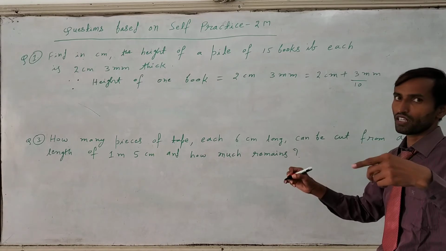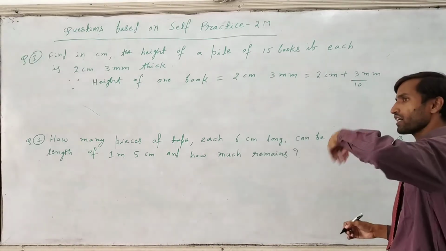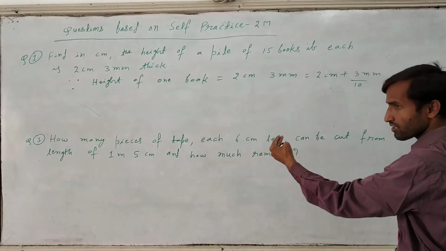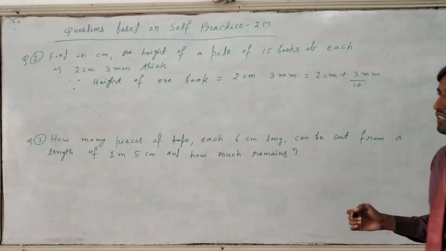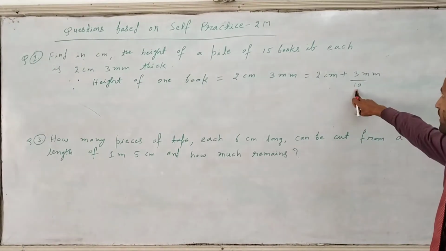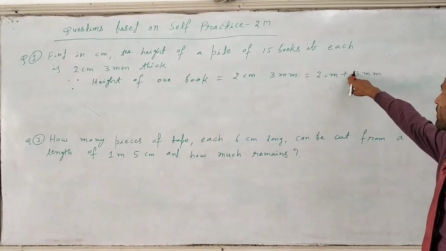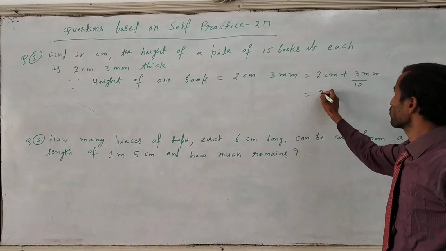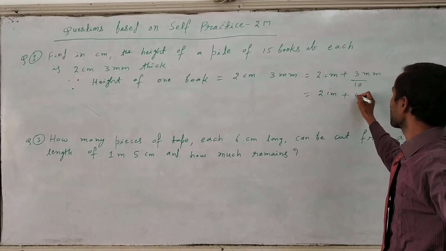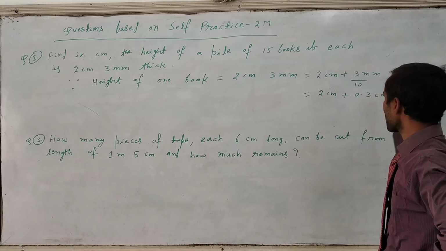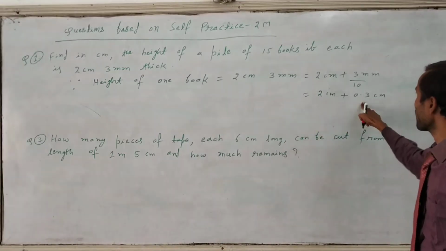Millimeter is this side, centimeter is this side, so we have to go that side. For that we divide by 10, which means it will come in decimal. So 2 centimeter plus 0.3 centimeter. After that we have to add.